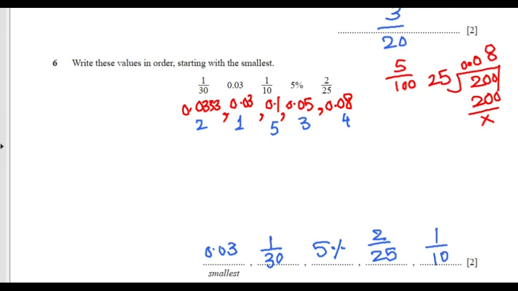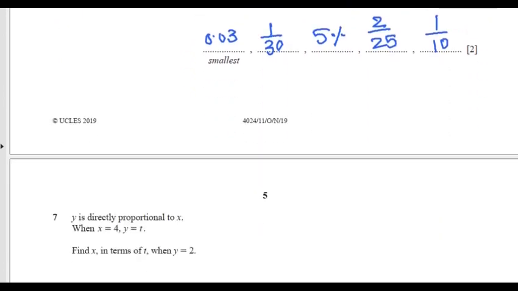Starting from the smallest, the smallest should be 0.03, yes, this is the smallest one. Then we have 0.0333, this is second. And then we have third, this is fourth, and this is fifth, right?